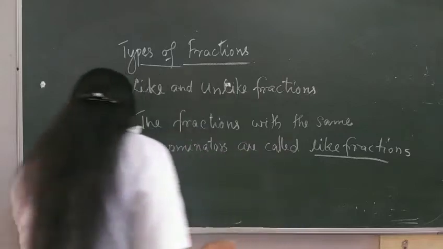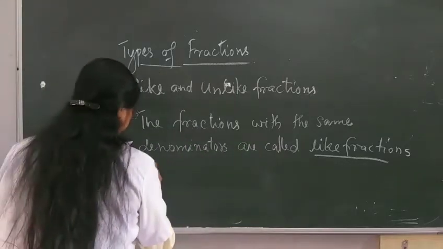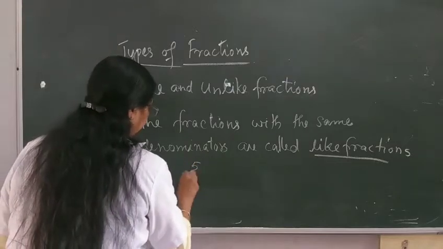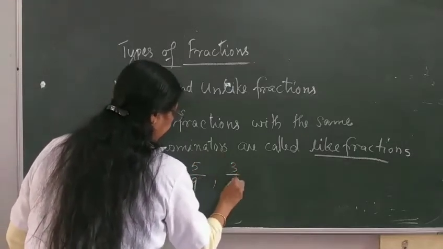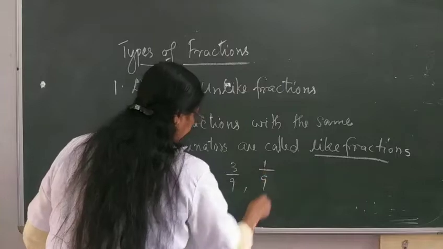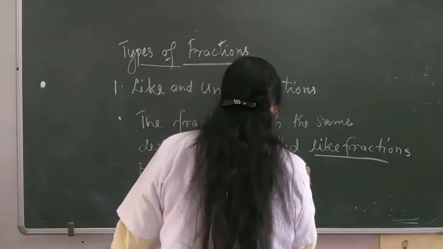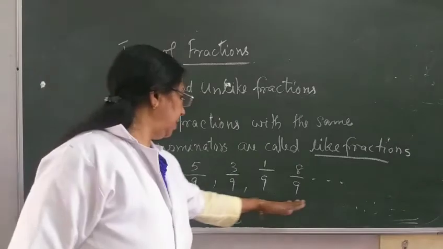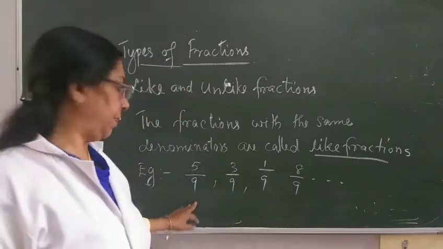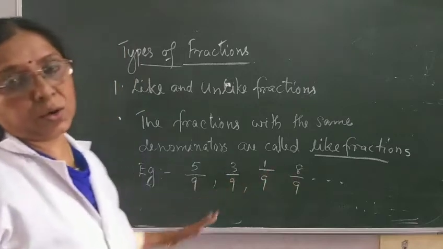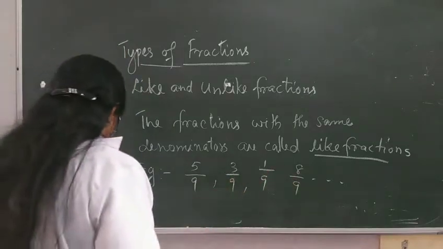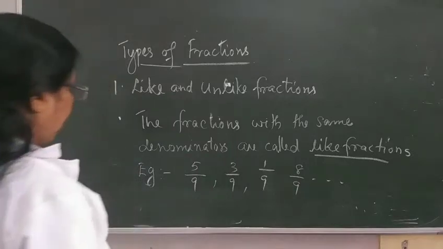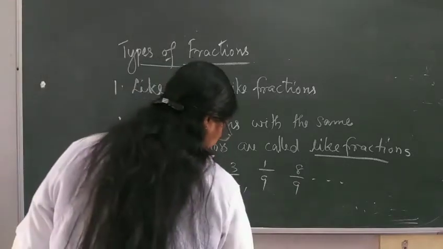Like, for example, 5 by 9, 3 by 9, 1 by 9, 8 by 9, etc. Here the denominators are the same, 9, 9, 9. So these are all called like fractions. Then the fractions with different denominators are called unlike fractions.